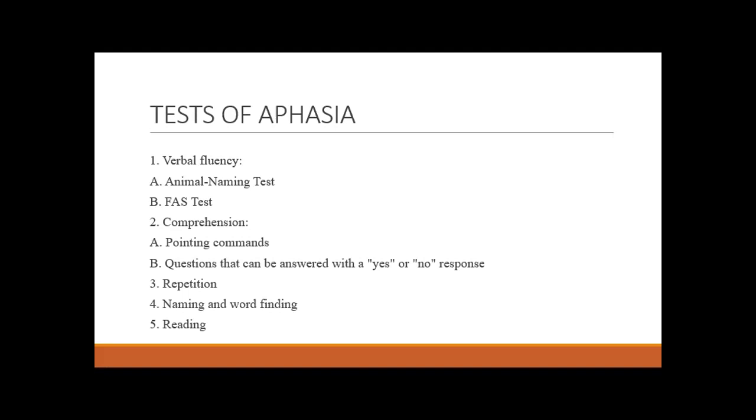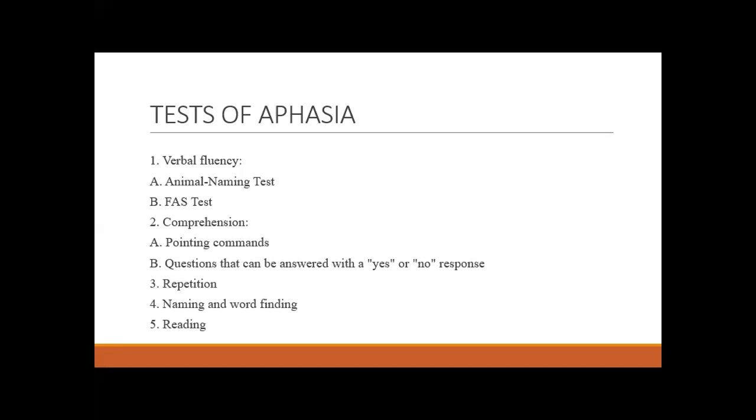Next, we have naming and word finding. In this, we can use the confrontation naming test. We can show the patient pictures of a variety of objects, and we ask the patient to name them. At least in that picture, 10 to 20 objects should be there, which the patient can name.